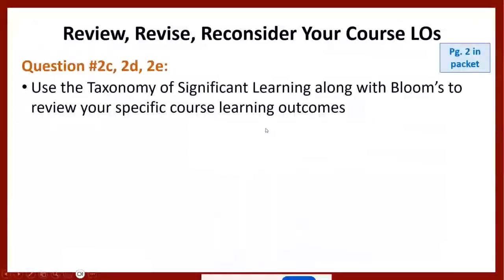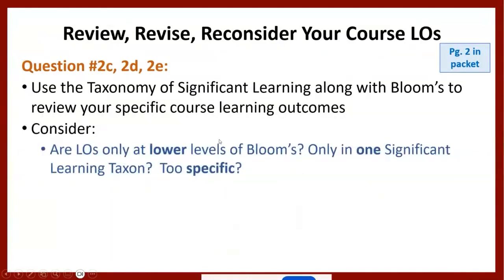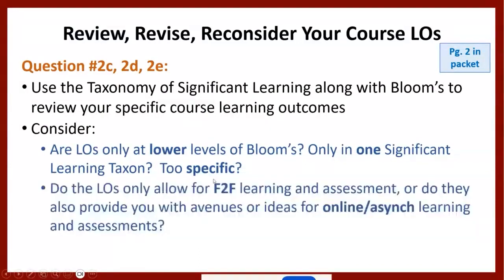So as you're looking at your learning outcomes and you write them or rewrite them, look at whether they are all at level 1 or 2. And this is a senior level course. Maybe I need to rethink what I want students to get out of the course. Or they're all in just one learning taxon. They're all remember, or they're too specific, perhaps.